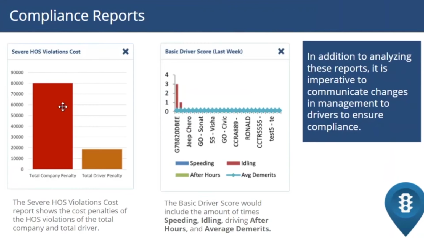The severe HOS violations cost report attributes the penalties for HOS violations to a cost, so that as a fleet manager, you know the amount of money attributed to violations. And there is also a basic driver score that shows speeding incidents, after-hours driving, idling, and average demerit points, so that as a fleet manager, you can view the drivers that are being compliant with best driving practices.